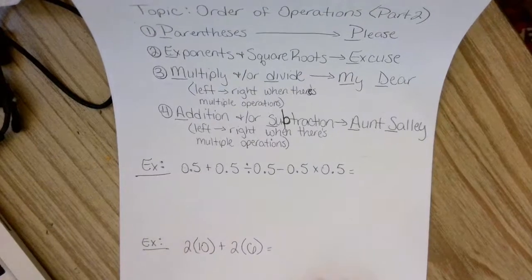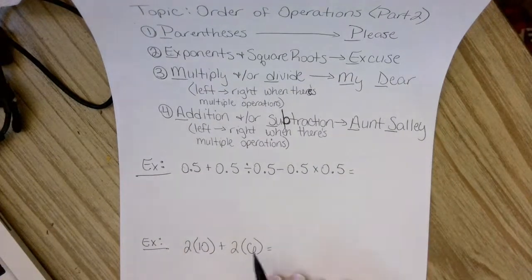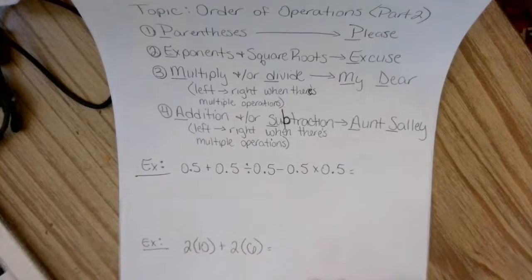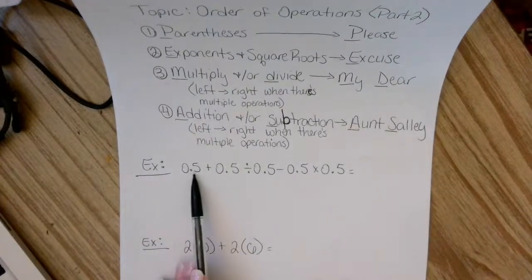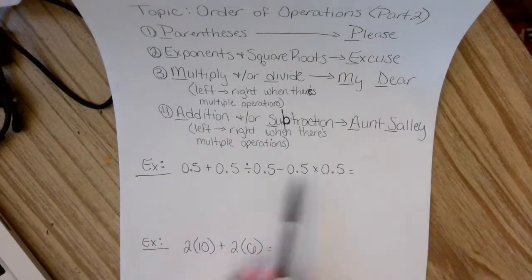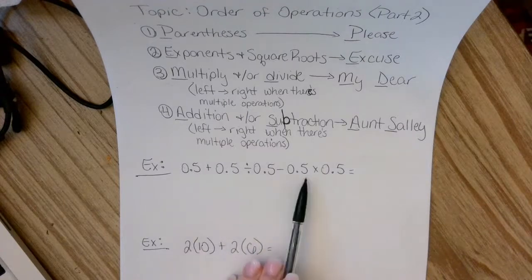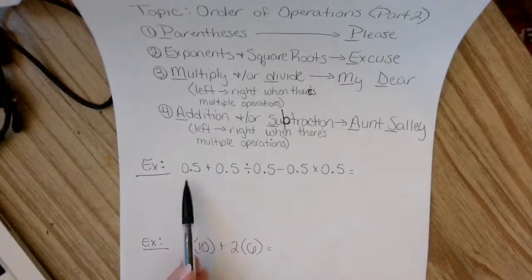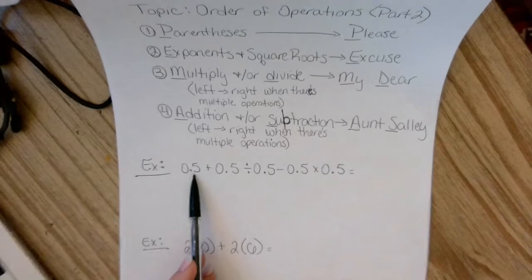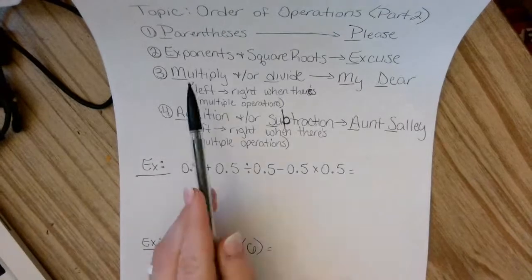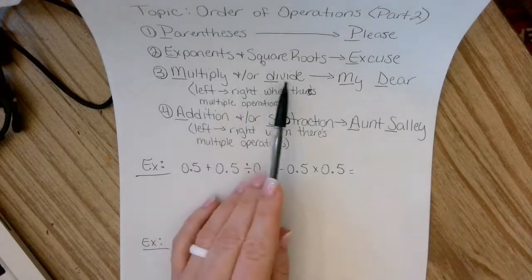So now let's move on to our first example. So for this, again, I am looking for parentheses first. And I don't see any parentheses. So I'm going to go ahead and skip down to exponents and square roots. And I also don't see any of those. So now I'm going to skip down to multiplication and division.